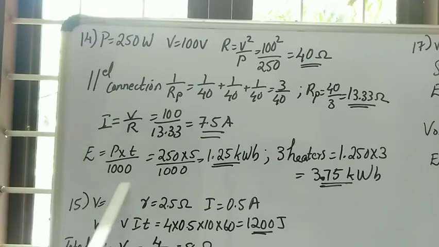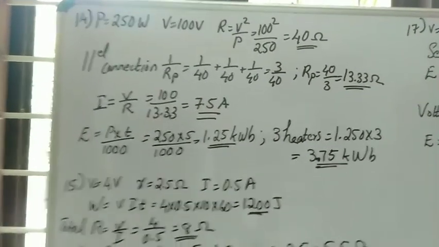This is power into time by 1000, for one heater. Power of one heater into the time it is used, by 1000. So we are using 3 heaters. So this final answer into 3, you will get the total energy consumed. It is 3.75 kilowatt hour.